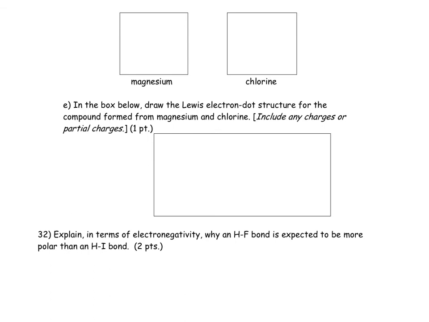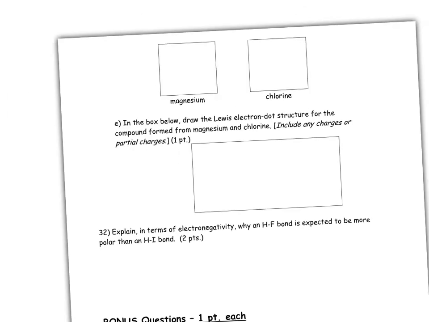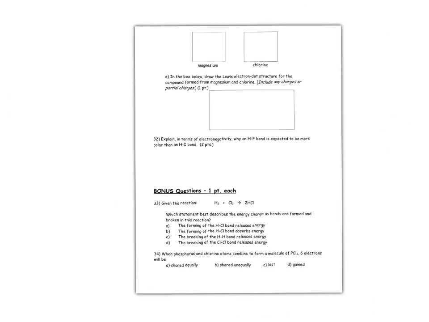Explain in terms of electronegativity why an HF bond is expected to be more polar than an HI bond. There again, you should be able to do that. Given the reaction here, which statement, and this is hydrogen and chloride making hydrochloric acid. These two are coming together. What type of reaction would that be? Which statement best describes the energy change as bonds are formed and broken in this reaction? Take a look at this and figure it out.